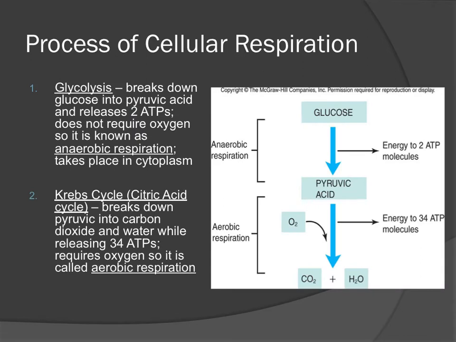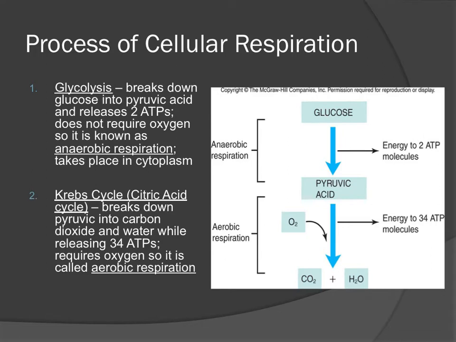The process of cellular respiration has glycolysis and the Krebs cycle. Now, glycolysis breaks down glucose into pyruvic acid and releases 2 ATPs. It does not require oxygen, so it is known as anaerobic respiration, and it takes place in the cytoplasm. It literally means splitting sugars. It allows cells to make small amounts of ATP, and this process can be called fermentation.